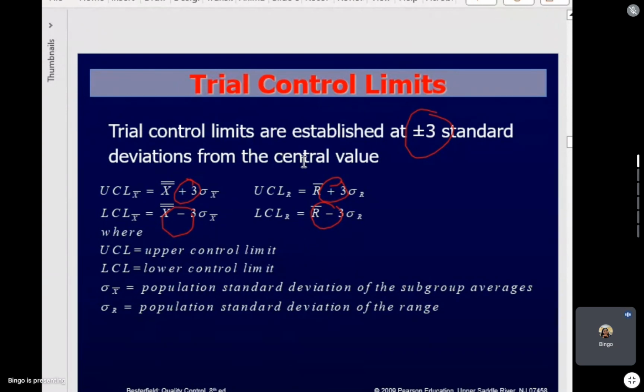So, trial control limits are established at plus minus 3 standard deviation. Okay? So, plus minus 3 standard deviation for your X bar and for your range. Pag upper control limit, you have your plus, and for the lower control limit, you have your minus.